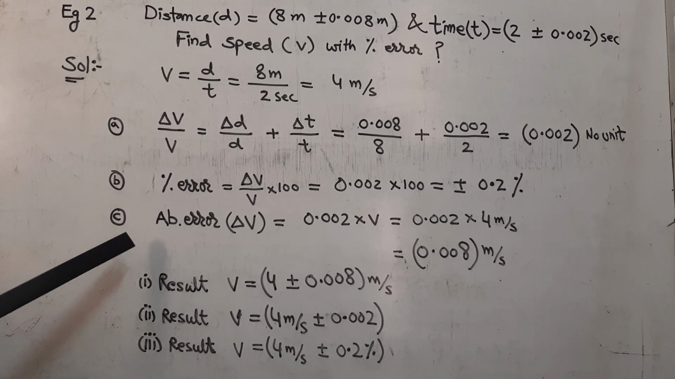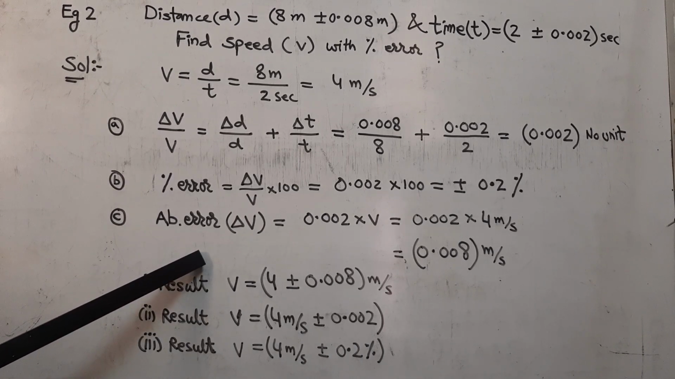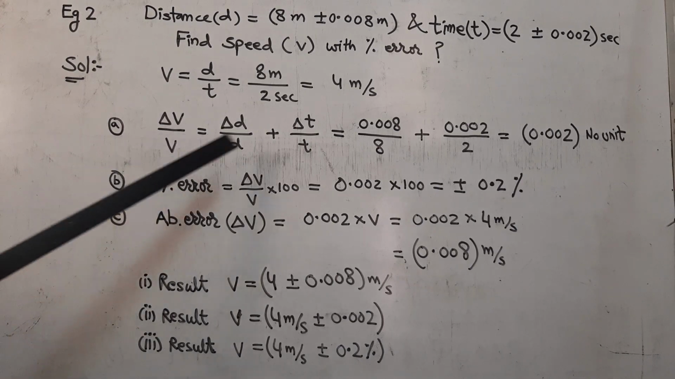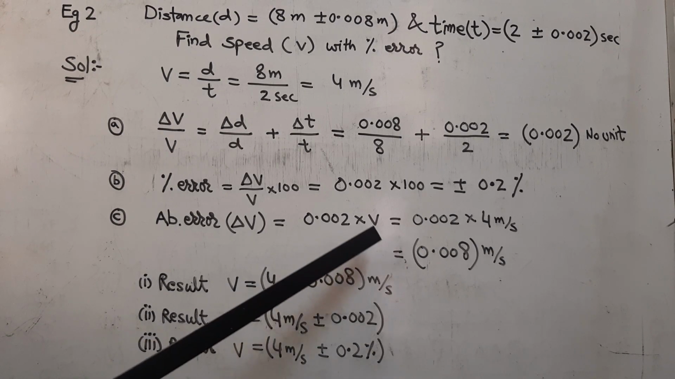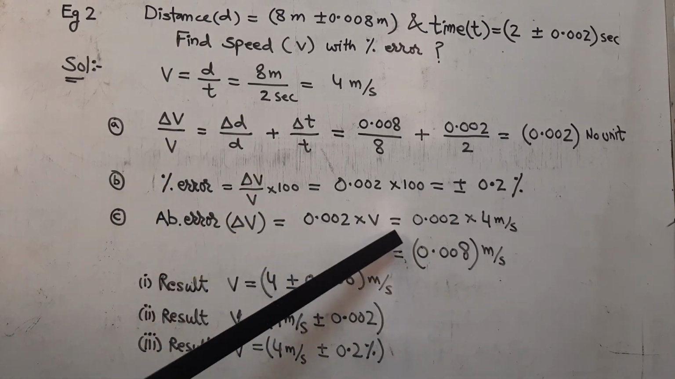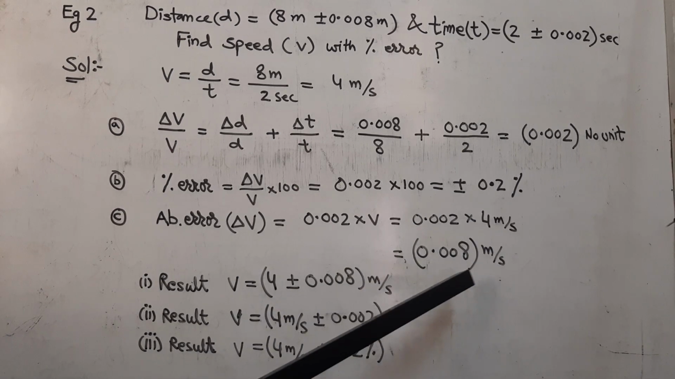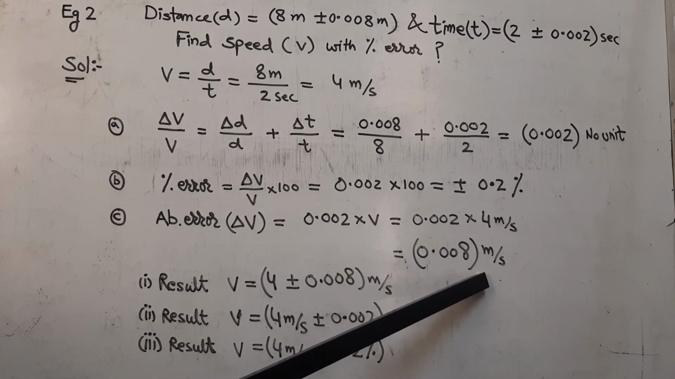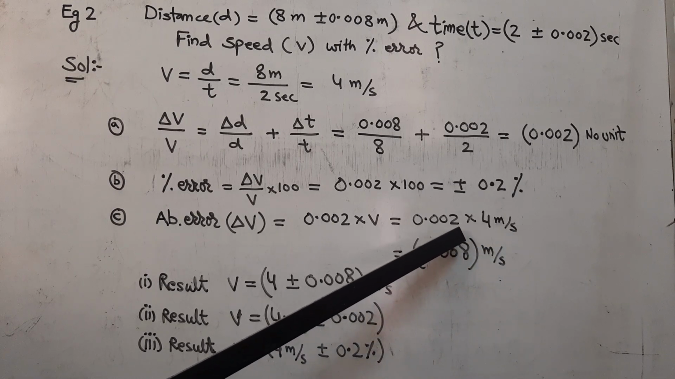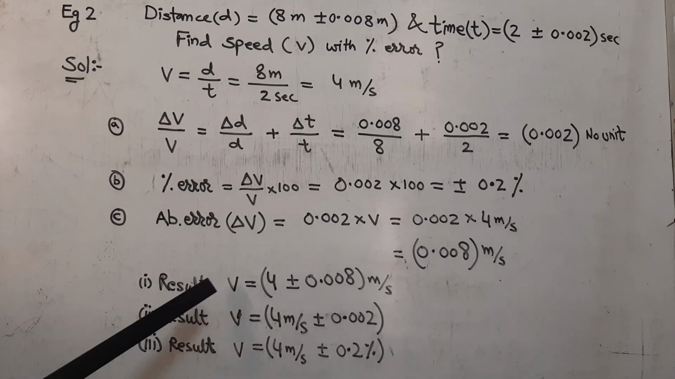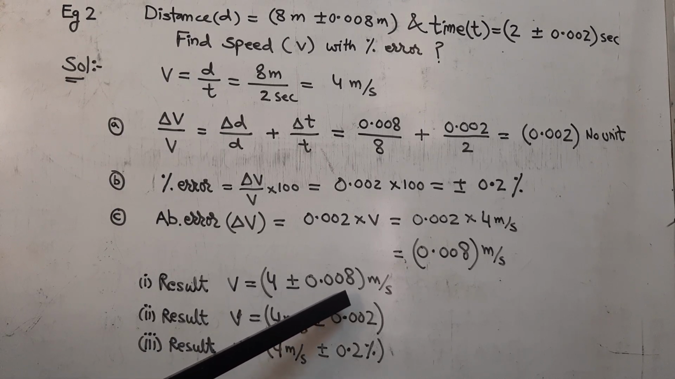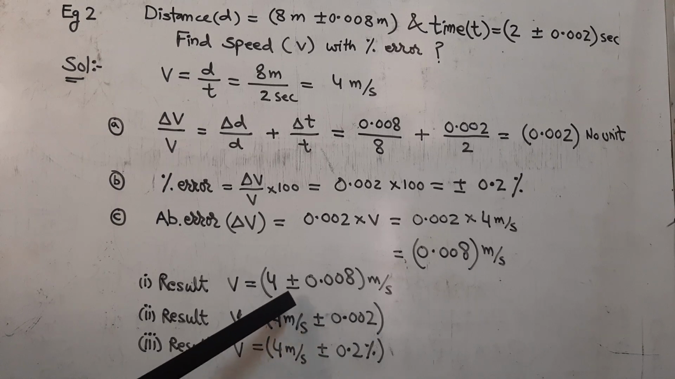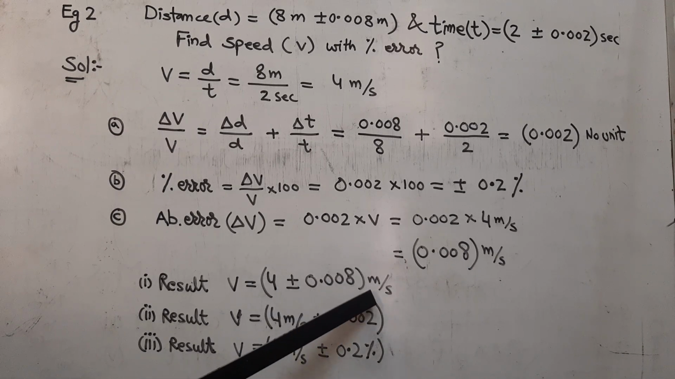And in case of absolute error, we have to cross multiply this V with this value, so we obtain 0.002 multiplied by V by cross multiplication, and we obtain 0.008 meter per second. By multiplying 4 and 2 we get 8. Now the result we can write 4 plus minus 0.008 meter per second. Both the terms contain unit, so we can write it just after the bracket.